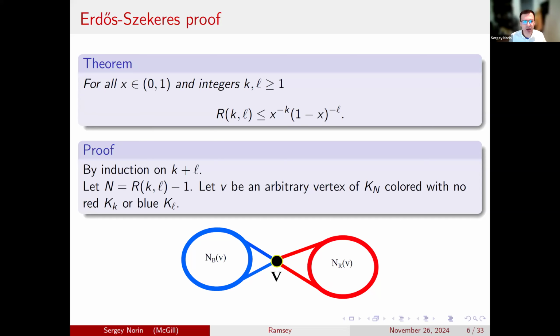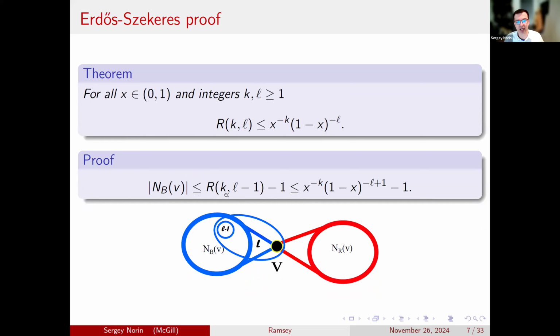Okay, and the way one can prove this bound, it's really exactly the Erdős-Zekeres inductive argument, but it's pretty convenient to apply with this bound. So we do induction on k plus l. There's a base case to be checked, but if k or l is 1, it's easy. And now we want to prove the inequality for given k and l. So we choose the maximum n so that K_n can be colored with no red K_k or blue K_l, and we look at the coloring. And we look at a vertex and at its set of blue neighbors and its set of red neighbors, which we denote by N_B(v) and N_R(v).